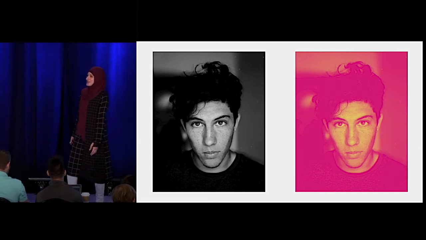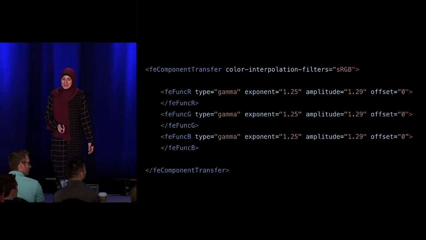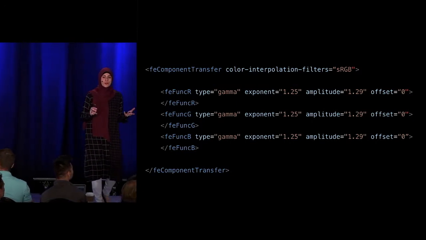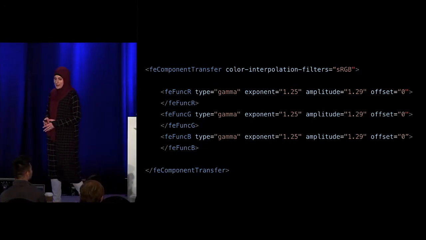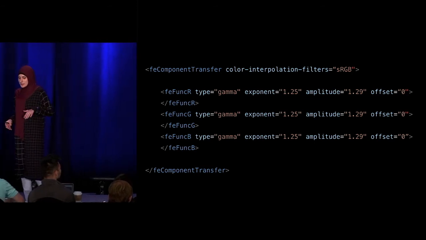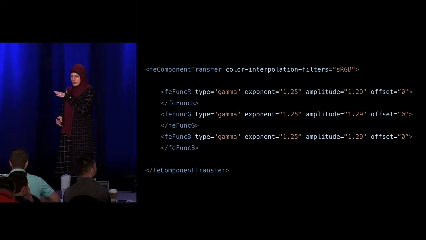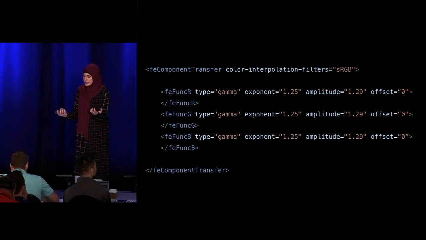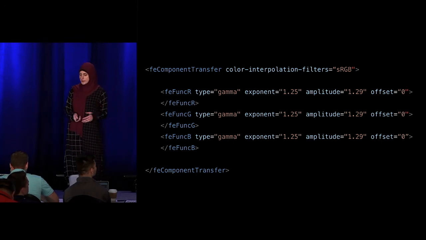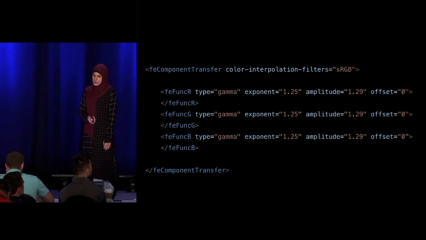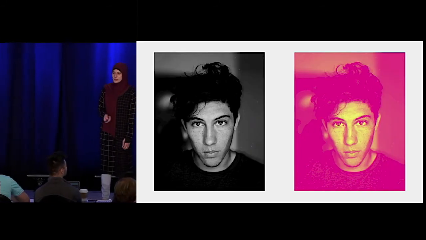Component transfer, yeah. So again, using the type gamma, which is used to control the contrast and intensity, I'm increasing the exponent, which makes the darker areas darker, and increasing the amplitude makes the lighter areas shine more. And this, in turn, increases the overall contrast of the image. And we end up with this, which looks much better than we had before.